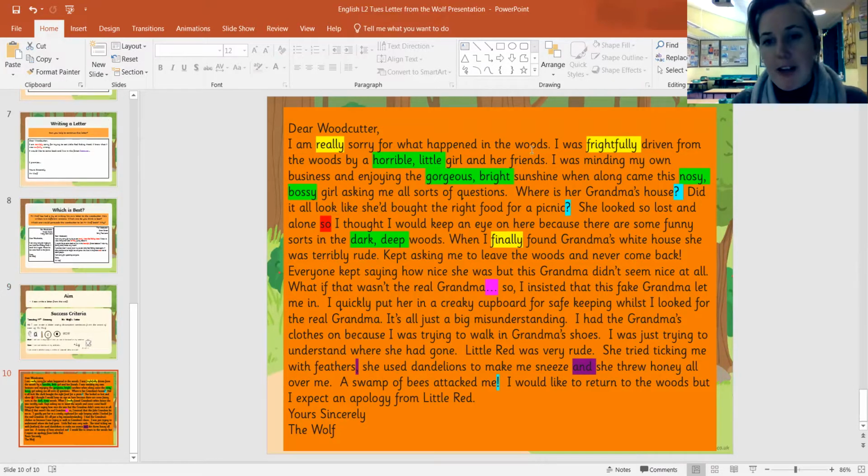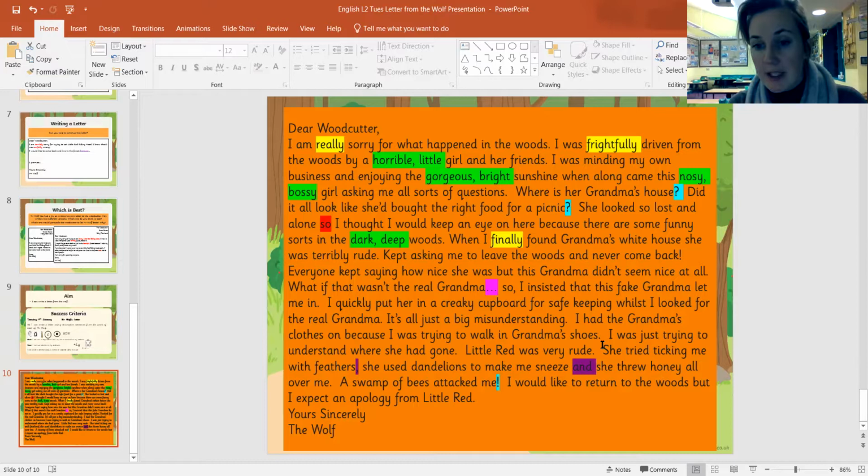So what I've tried to do here in different colors for you, look, can you see the adverbs in yellow? So the ly, really, frightfully, there's another one there. Horrible and little, gorgeous and bright for the adjectives, the expanded noun phrases. Got question marks, which is again how you make a higher level piece of writing for year 2. The conjunction and, the conjunction so. We've got a comma down here. She's tickling me with feathers.